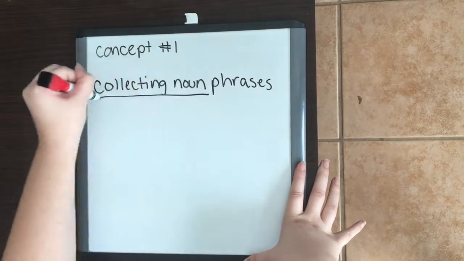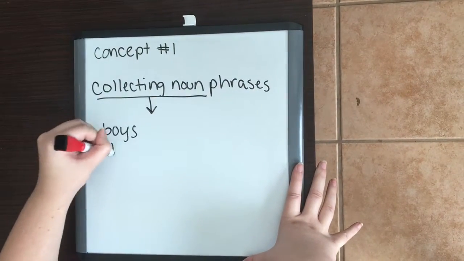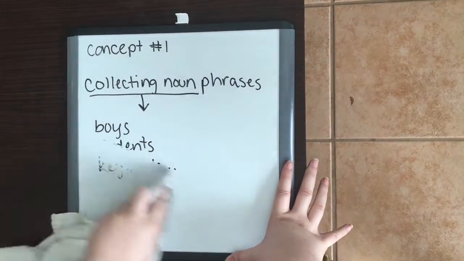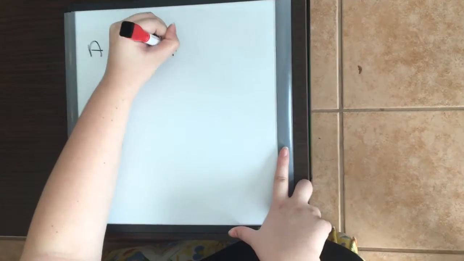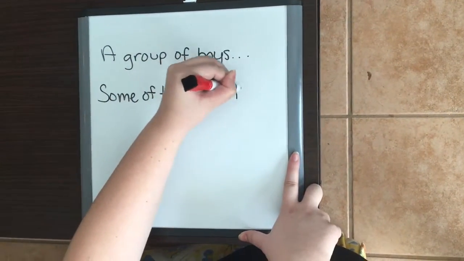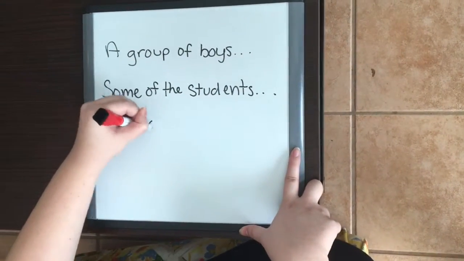A collecting noun refers to nouns, which are people, places, things, or ideas, in their plural form. For example, boys, students, keys, etc. A collecting noun phrase just uses those nouns except in a phrase, obviously, like a group of boys, some of the students, a set of keys.